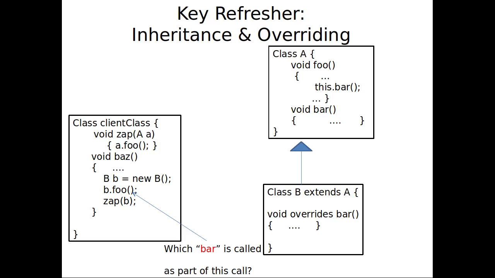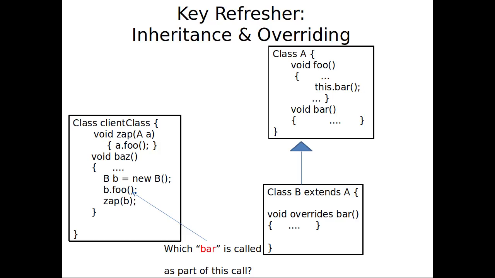I want to ask you, so it's calling foo on a B. Which foo is going to be called here? As a sanity check, which foo is called? The inherited one. Yeah, it's the inherited one. It's the one B inherits from A. Which bar is going to be called by that foo? The overridden one. The bar in B.